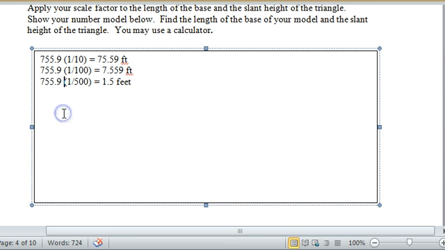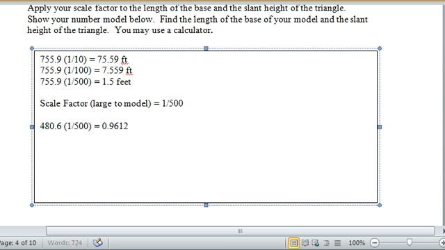Now remember, we have a scale factor going from the large pyramid to the model, and it is equal to 1/500. Now let's see how that applies to the slant height of the pyramid. The slant height is 480.6 feet. Let's multiply that by 1/500. And remember, on your calculator, that means dividing by 500. So we're going to do 480.6 divided by 500, and I got 0.9612 feet. So that's a little bit less than a foot.